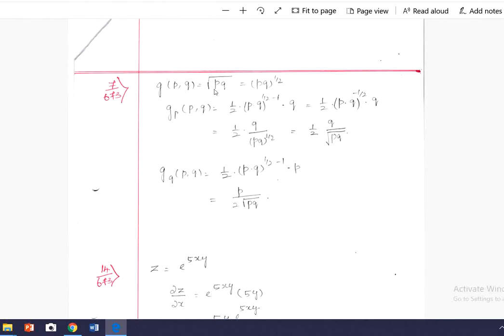Now with the square root, we cannot differentiate or integrate. So what we have done is remove the square root by taking the power: pq to the power 1 by 2. Now differentiate with respect to p and differentiate with respect to q. The first one is with respect to p.